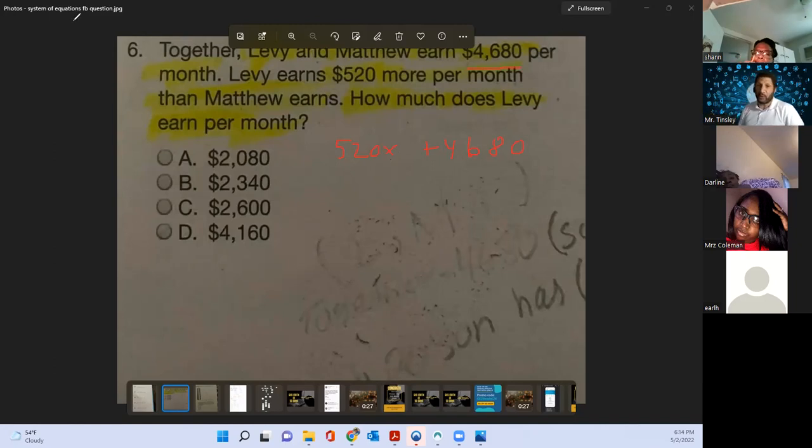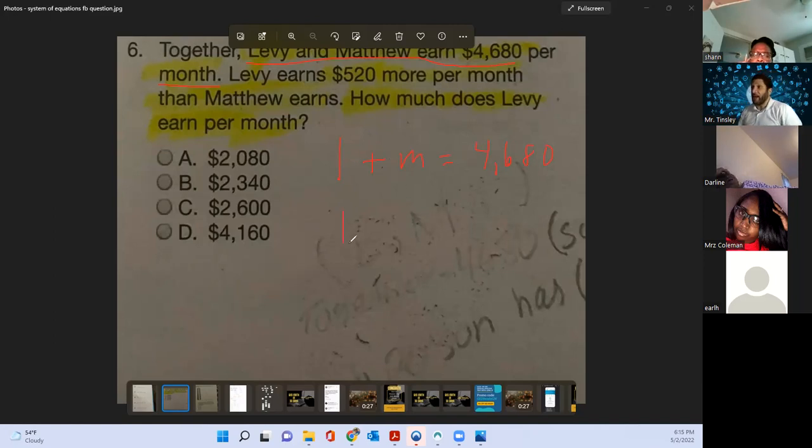So, all right, this is the first thing I want you to do: identify what you know first. Levi and Matthew earn 4,680 per month. So Levi plus Matthew equal 4,680. What does a variable mean? It means an unknown. I don't know what Levi makes, I don't know what Matthew makes, so I'm going to give them variables. So L plus M, Levi plus Matthew, is equal to 4,680. You understand that? Right. Okay.